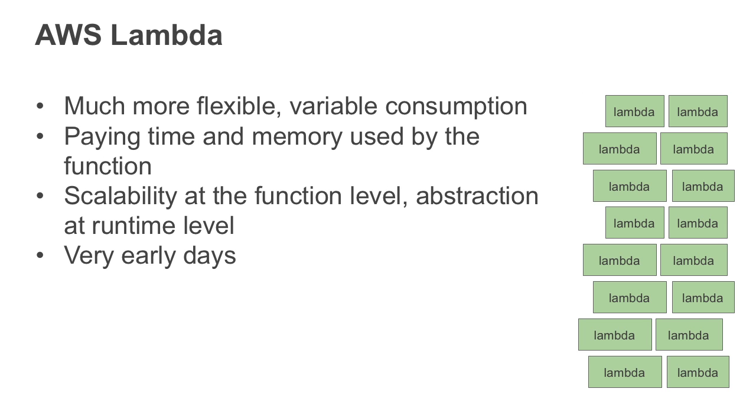So the next stage is Lambda. Lambda is pretty amazing. It's a lot more flexible and variable consumption. You're paying basically on the amount of time and memory used by your Lambda function. Scalability is at the function level, abstraction at the runtime level. Now, it's very early days, but what's probably one of the coolest things about this is that you are paying such a minimal amount for access to this functionality.